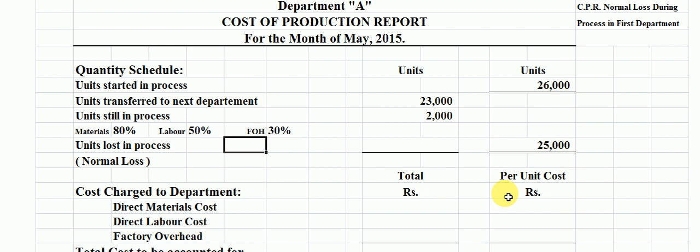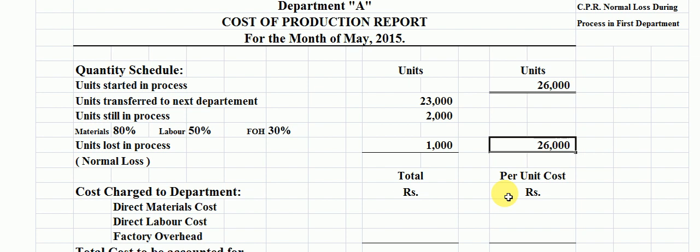Now the units lost in process. This is the normal loss, which is 1,000 units. Students, you are looking that the units started in process and the sum of these units are equalized here. They always should be equalized.